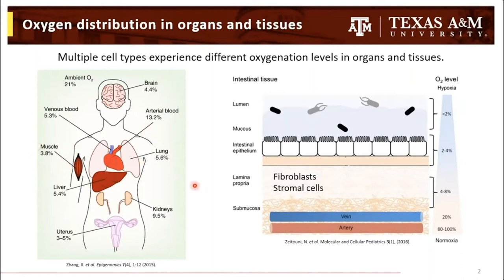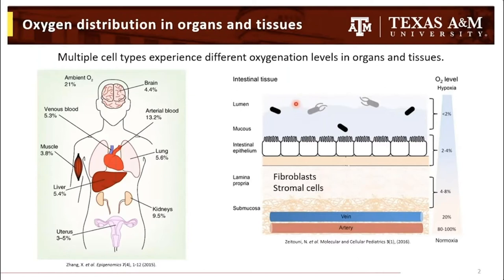At the same time, within an organ, there are differences in oxygen tension between the tissues that make part of that organ. For example, in the case of intestinal tissue, we have a highly oxygenated submucosal component where the vascular component of the tissue is. And then as we move towards the lumen of the organ, we see a continuous drop in oxygen concentration to the point where there's severe hypoxia and even anoxia in the lumen of the small intestine.